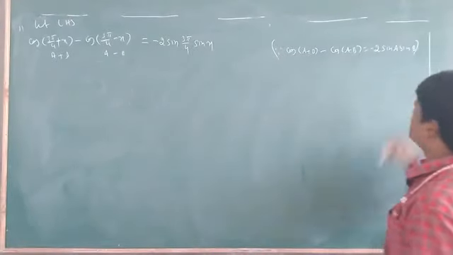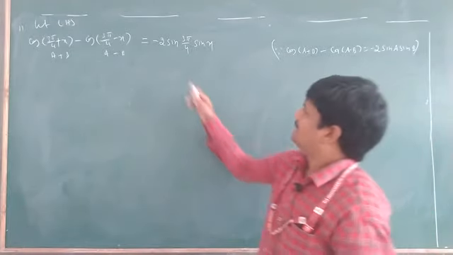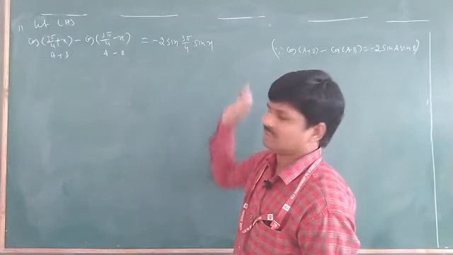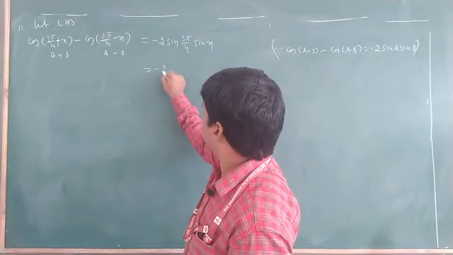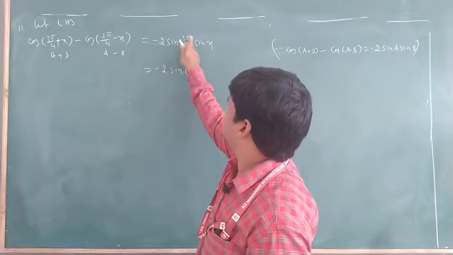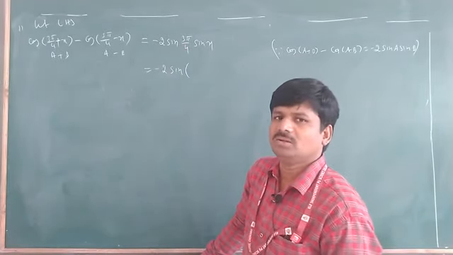Clear? Okay. Minus 2 sin 3 pi by 4 sin x. Next we have to simplify this. How can we find this value? Minus 2 sin, this 3 pi by 4 value we have to find.